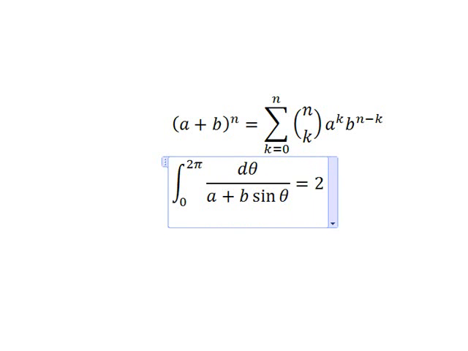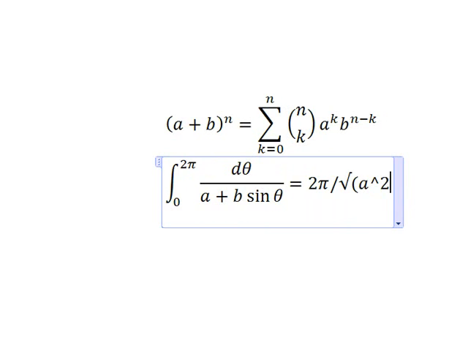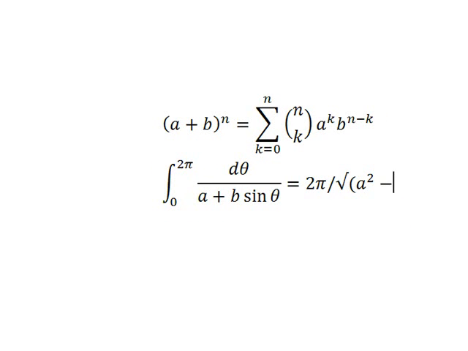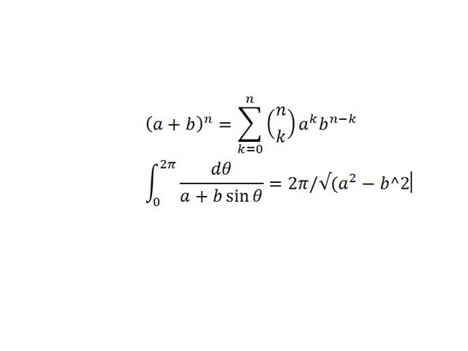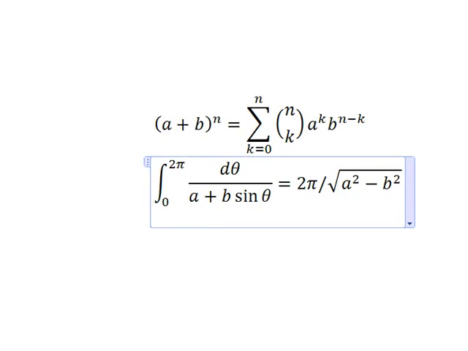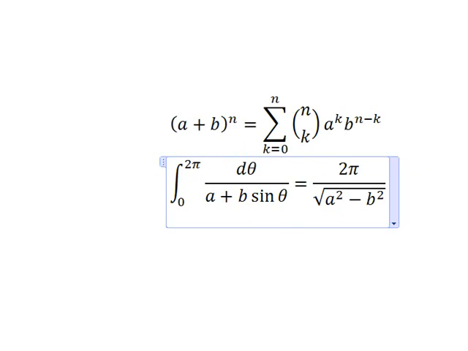Now I'm sure you're dying to know what the answer is, and it's going to be 2 pi divided by the square root of a squared, and now the minus sign will build up that superscript 2, and then minus b squared, and the right paren will build up the 2. A space builds up the radical, and another space gives you the answer. So that's the answer in case you didn't know it.